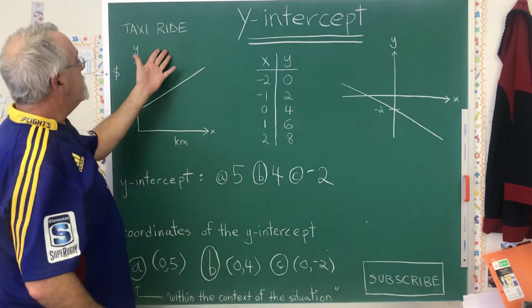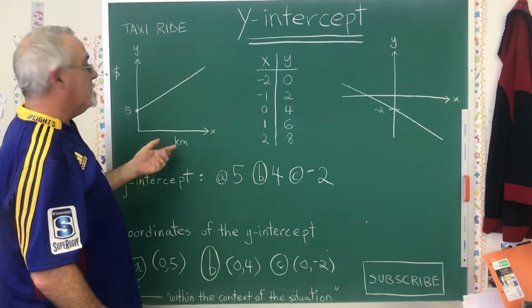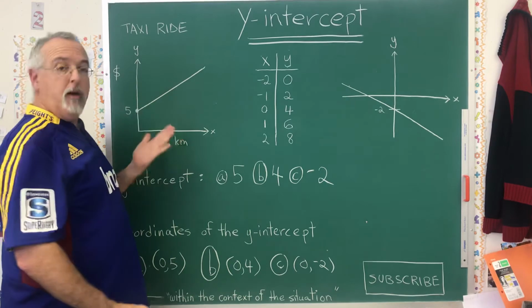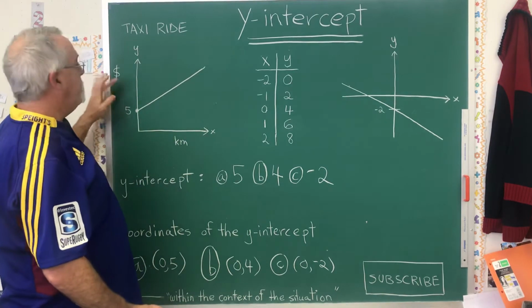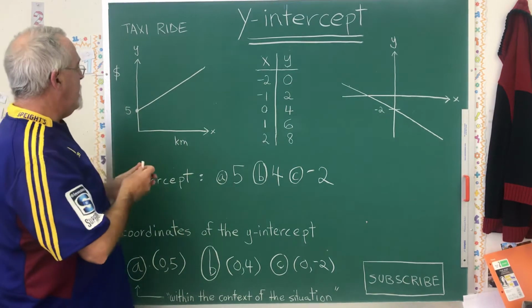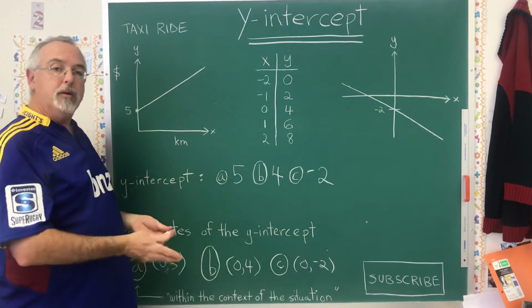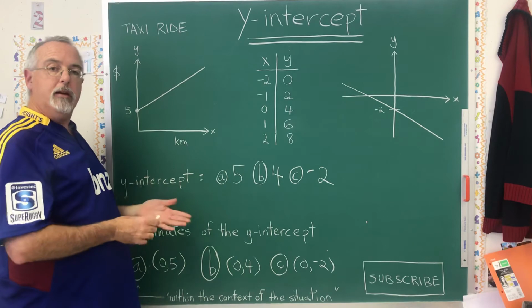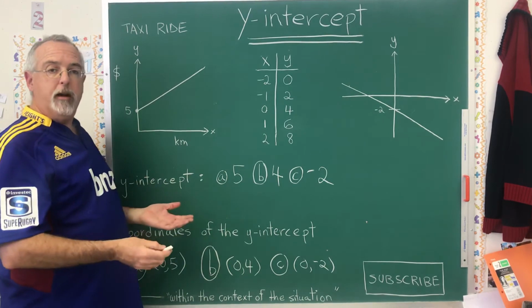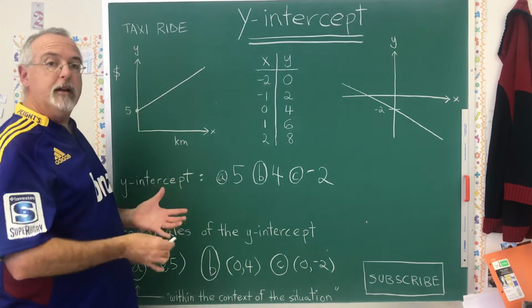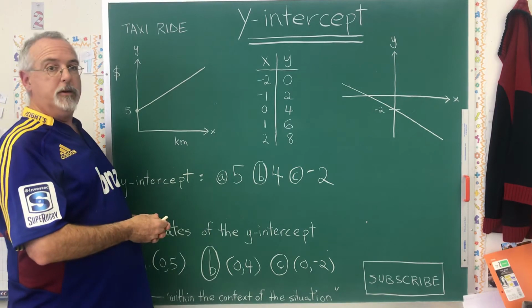To give the y-intercept in the context of the situation here, we can't just say 5. We can't only say $5. We have to say the y-intercept is $5, and that's the amount that you pay when you get in a taxi before you've even driven anywhere. That's giving the answer within the context of the situation.